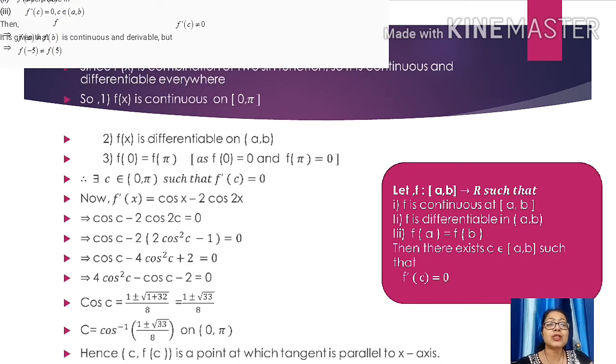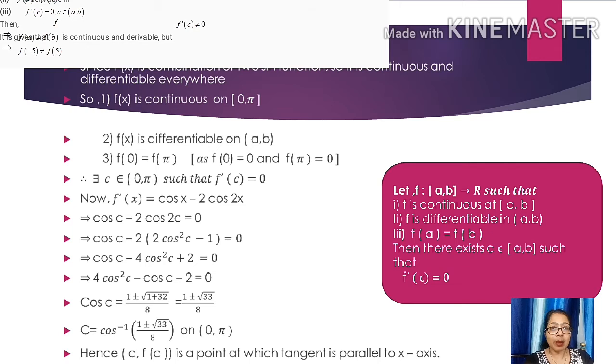Next question cannot be seen properly here, the function is sin x minus sin 2x. Since it is a trigonometric function, this is continuous and also differentiable everywhere, that means f(x) is continuous in the interval 0 to pi and differentiable in the open interval 0 to pi. Also f(0) is 0 and f(pi) is 0, so both are same. That means all the conditions of Rolle's theorem are satisfied.